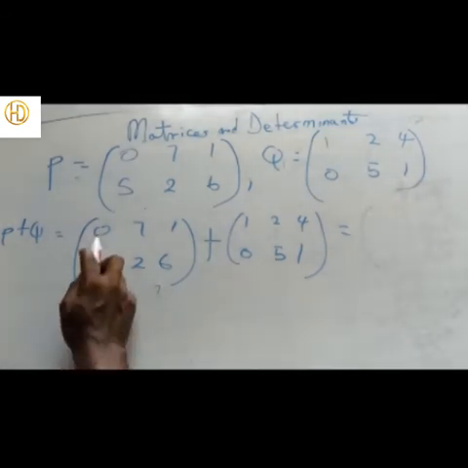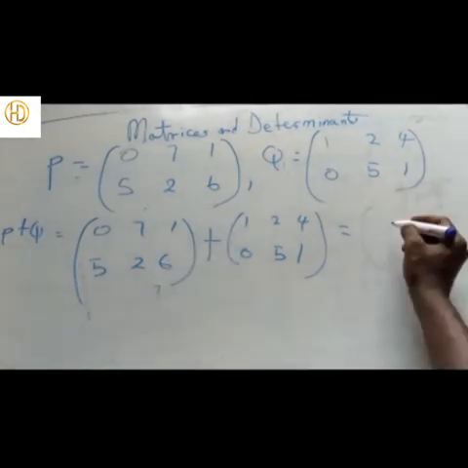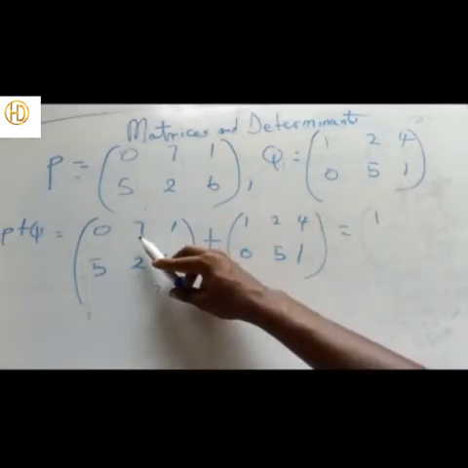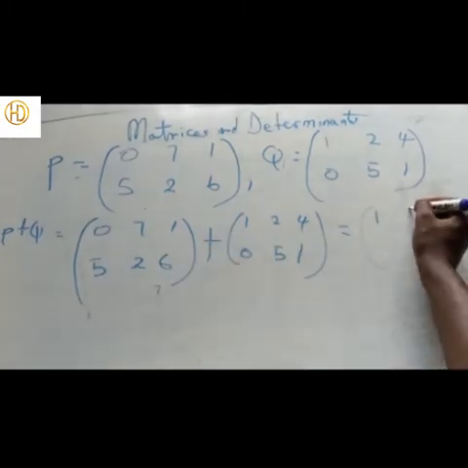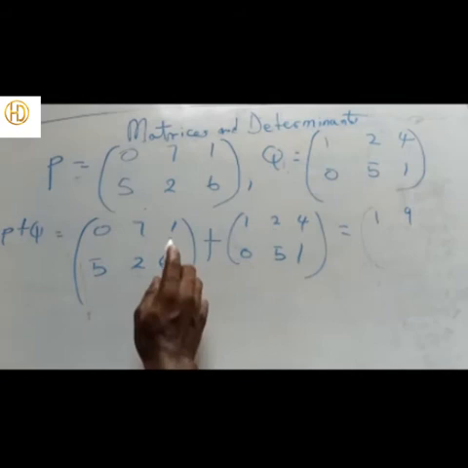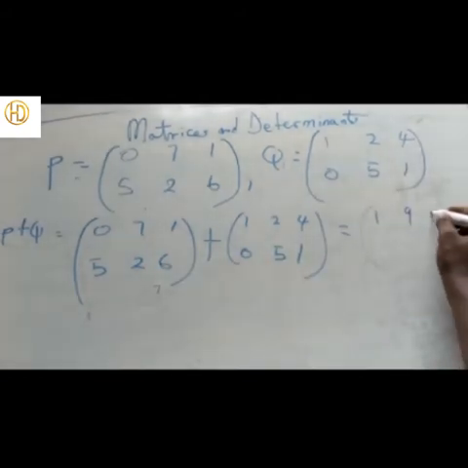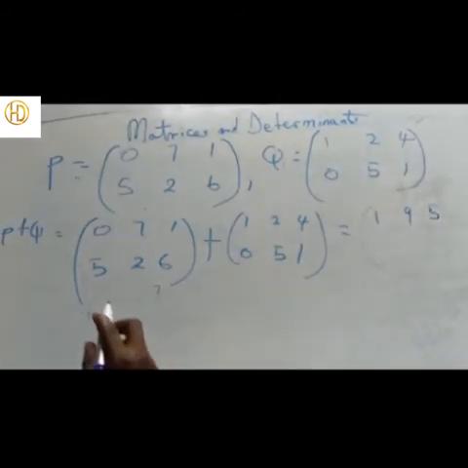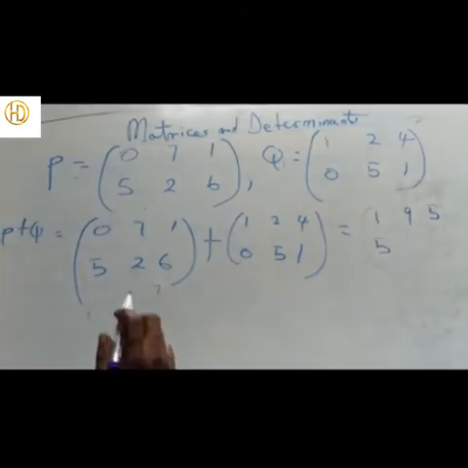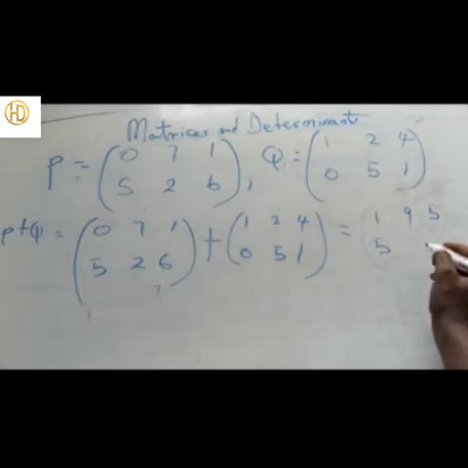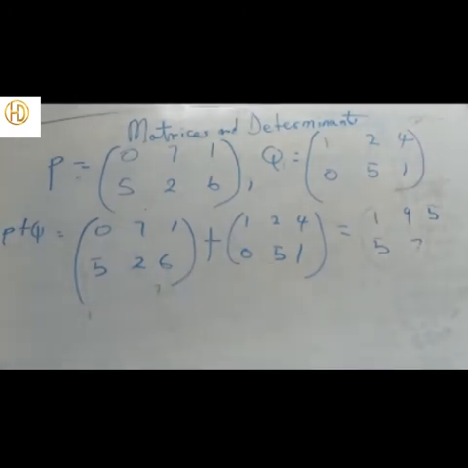So let's start adding up. We have 0 plus 1, that gives us 1. Then 7 plus 2, that gives us 9. Then 1 plus 4, that gives us 5. 5 plus 0 gives us 5 again. And 2 plus 5 gives us 7. Then 6 plus 1 gives us 7 again. So this is our answer.